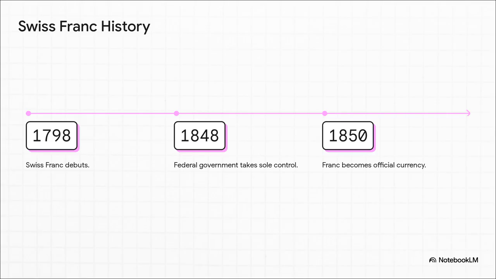Numerous governing bodies were all manufacturing their own chaotic, competing versions of the currency. Finally, in 1848, the federal government stepped in, took sole control, and officially established the franc as Switzerland's united currency by 1850. The irony here? France was historically the country most associated with the franc, yet today, the Swiss franc, divided into 100 centimes, is the very last franc still issued anywhere in the world. It outlasted its namesake to become the ultimate symbol of Swiss stability.